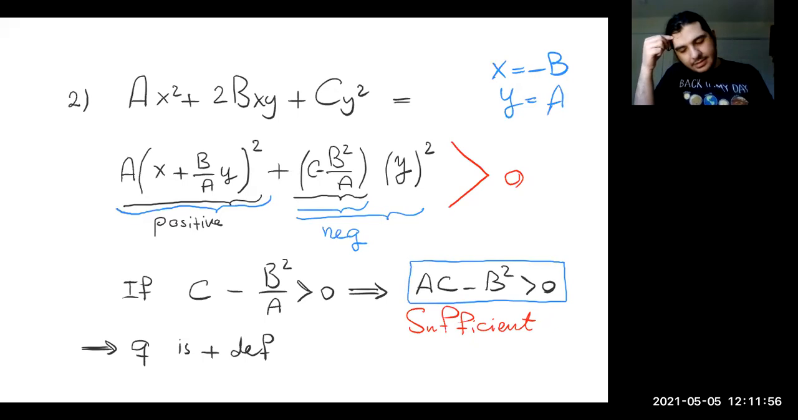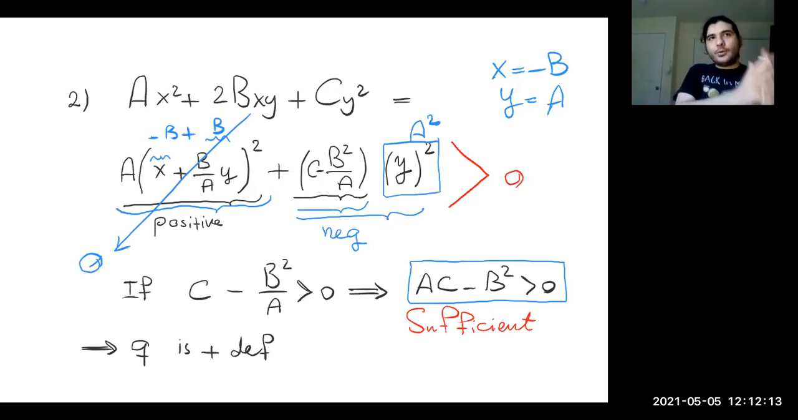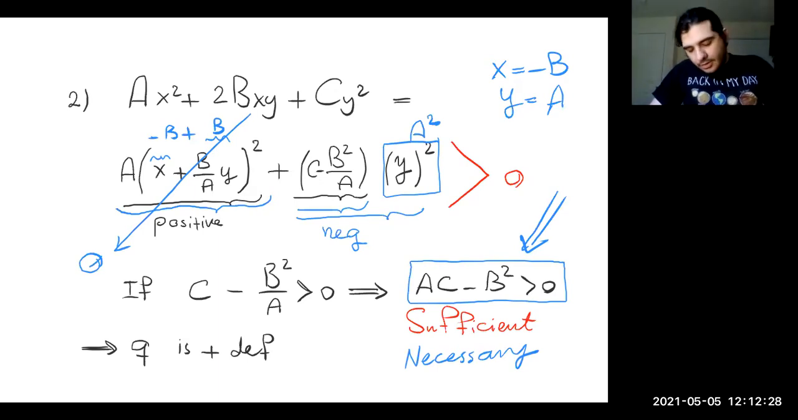If we have that, here we would have minus b plus b, and this would be 0. Here it would be a squared times this other thing. A squared is positive, so this multiplication would be positive if and only if this term here, AC minus B squared, is positive. So it's also necessary. So this condition is necessary and sufficient. So you are completely right.